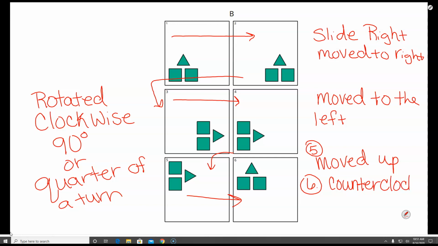Counterclockwise. Running out of room here. And by how much? You could have said it was a quarter turn, or you could have said it was a 90-degree angle rotation turn. Okay, so let's look at our next one.